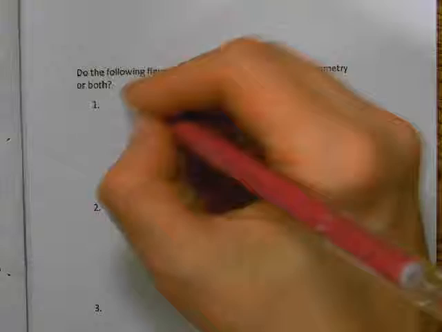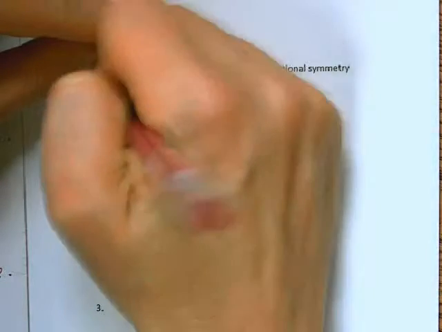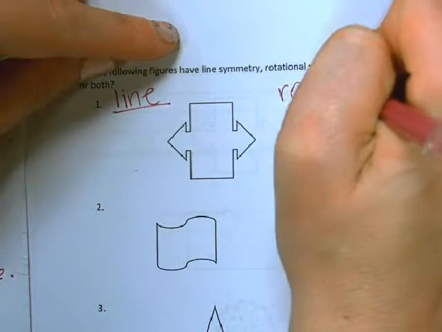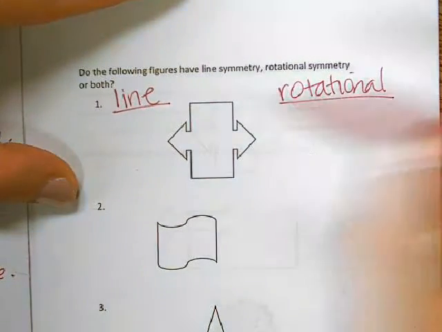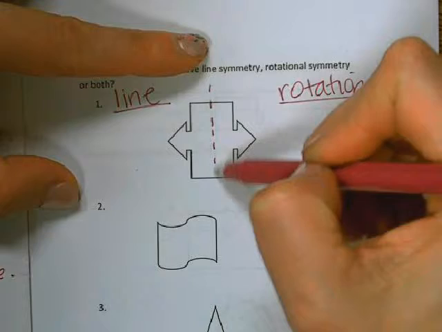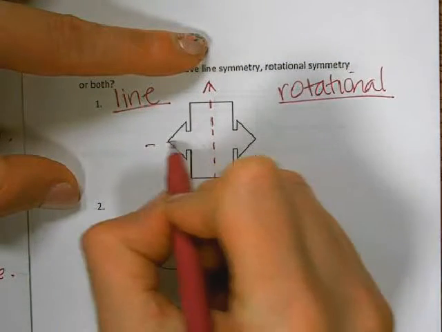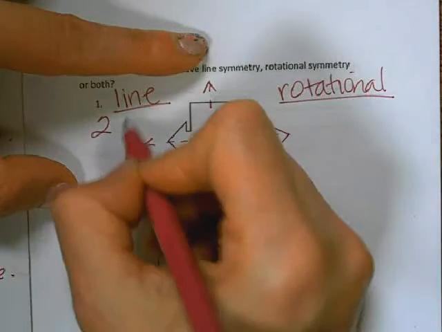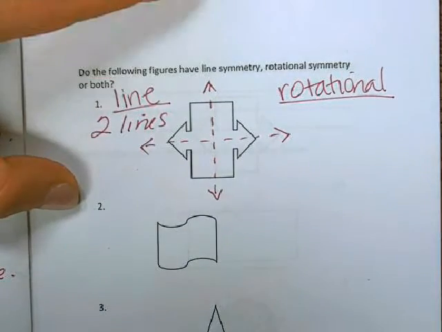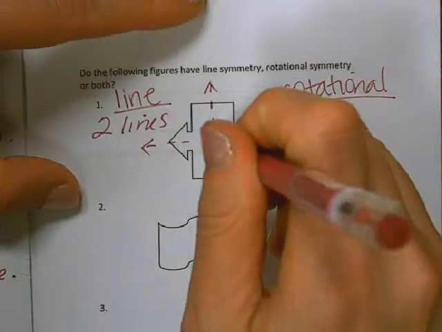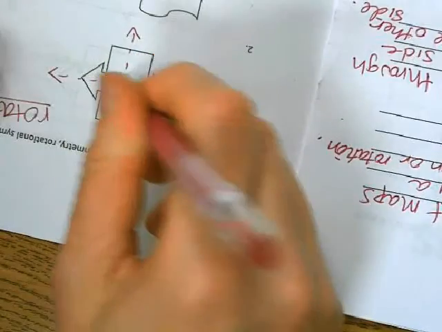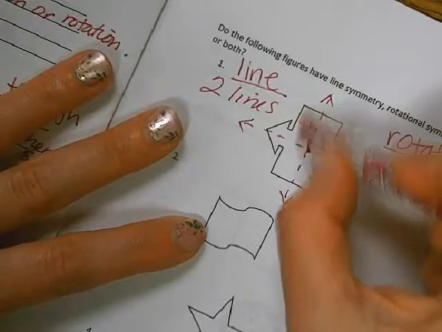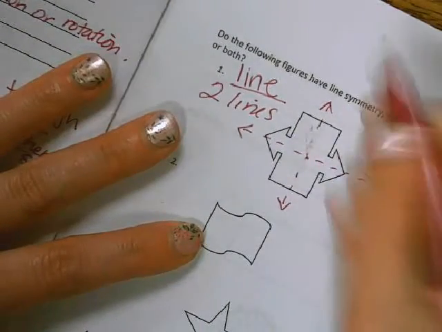Number 1, they're asking, do they have line symmetry, rotational symmetry, or both? So we'll make a table. If it has line symmetry, we'll put it here. If it has rotational symmetry, we'll put it here. Okay? So on this original figure, I can draw a line this way, and I can draw a line this way. So it has 2 lines. I can also rotate it 180 degrees and 360 degrees. So we would say that this has 2-turn rotational symmetry, meaning it takes 2 turns to get back to its original shape.